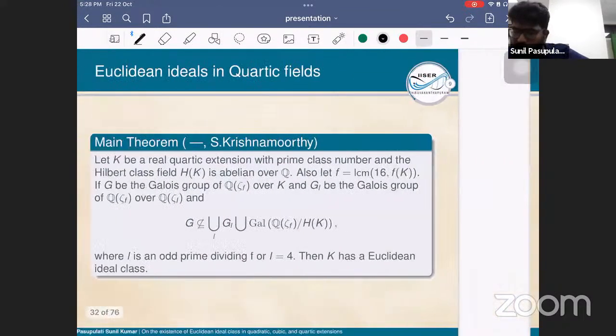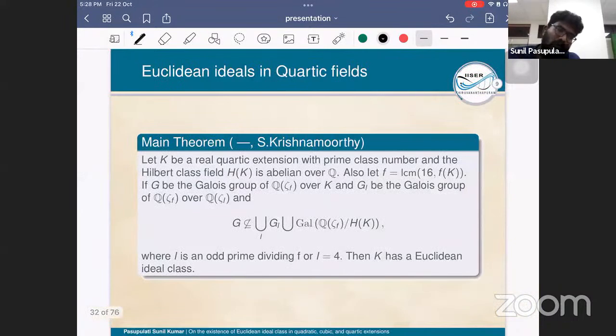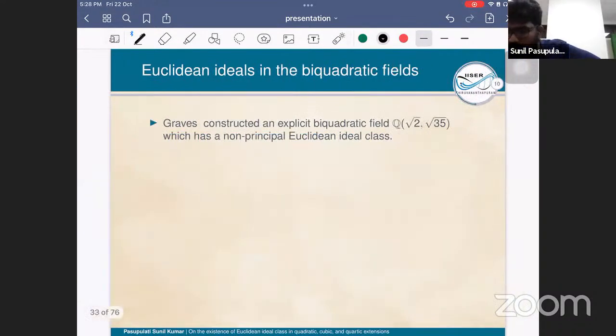Before proving this, we applied it to a biquadratic field and got a nice result. Let's see what that is. If you look at Euclidean ideals in biquadratic fields, when Graves proved the theorem about the existence of a Euclidean ideal when the rank of O_K star is greater than or equal to 4, he himself constructed a biquadratic field, Q(root 2, root 35), which has a non-principal Euclidean ideal class.